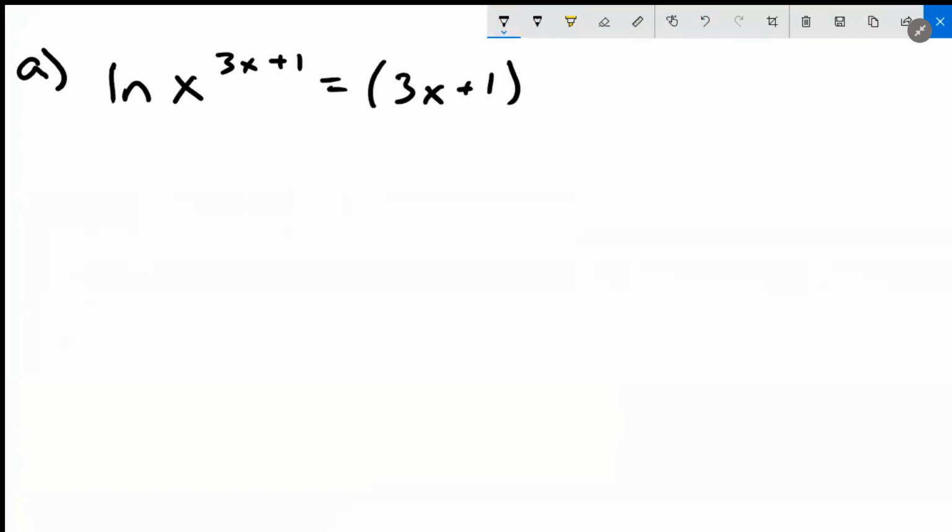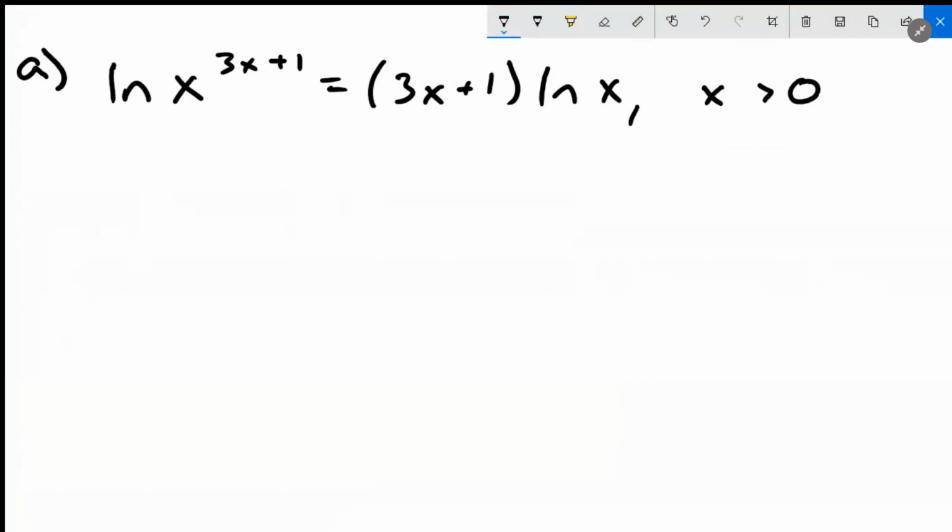Okay, so for part A, it's asking us, show carefully how to use the rule of logs to deduce that ln of x to the 3x plus 1 equals 3x plus 1 times ln of x, where x is greater than 0.